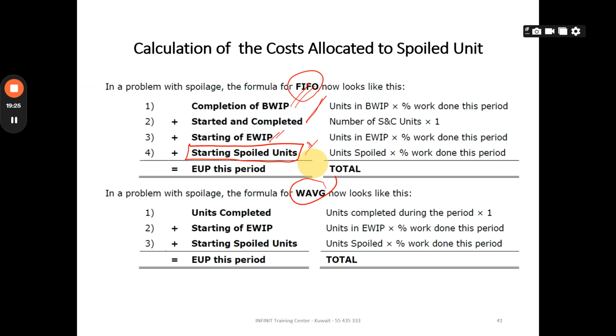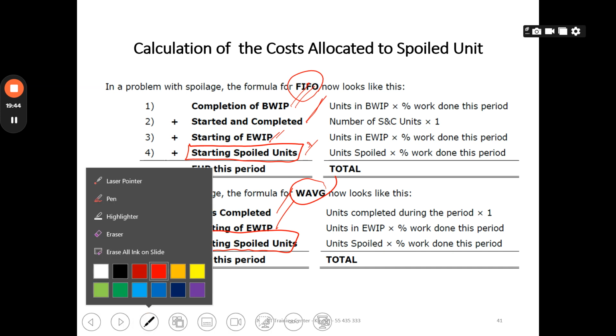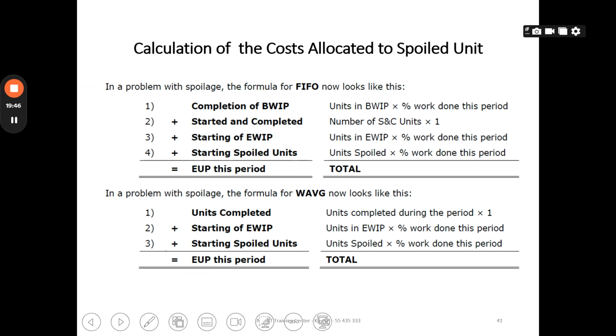So beginning, ending, started and completed plus spoiled units. But in weighted average, again you have units completed, because here you don't have beginning work in process, started and completed and all. In total you will take units completed, then ending work in progress. Also you will consider the spoiled units. So this is how we will calculate EUP when you have spoiled units.